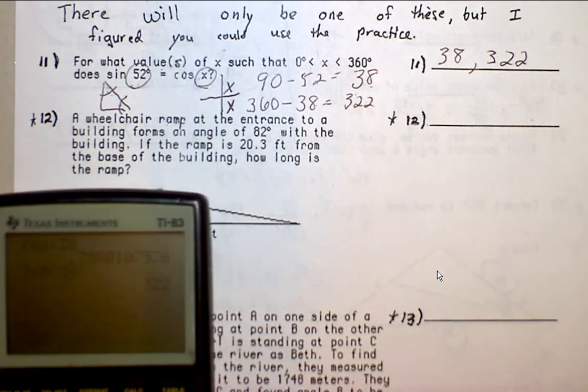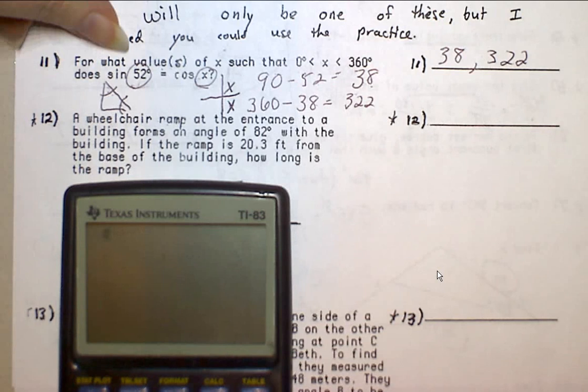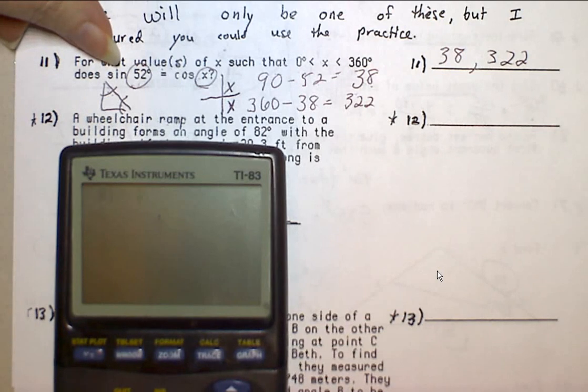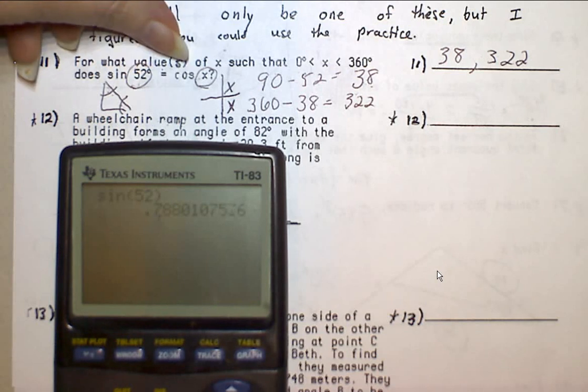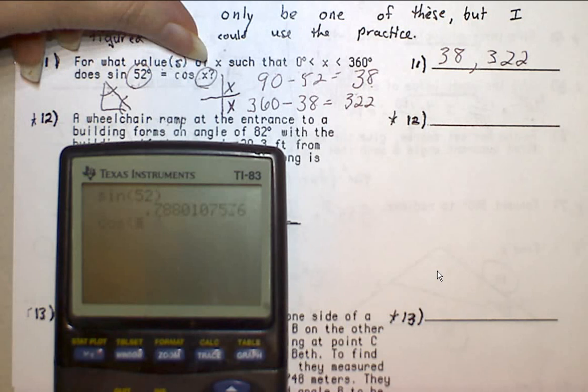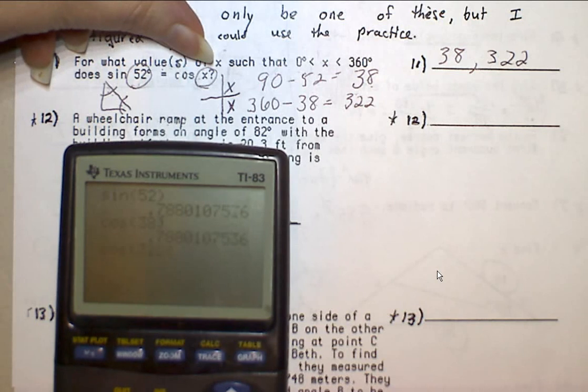Alright, so just to make sure, you can go sine of 52 is equal to that. And then we did cosine of 38, and that equals, and then you can do cosine of your 322, and that also equals. So that is all true.